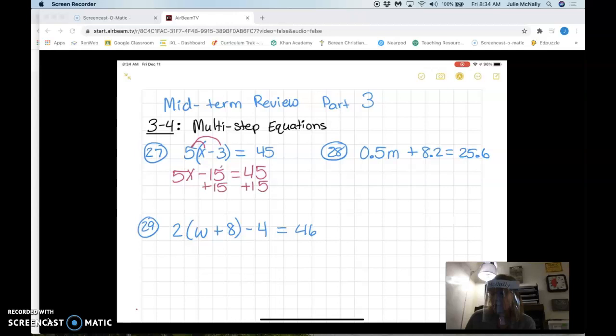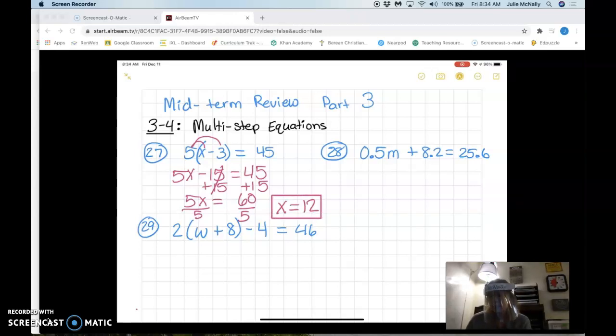And then you would divide whatever you get. Oh, 60, my bad. I was subtracting. And then you divide by 5. So x equals 12.